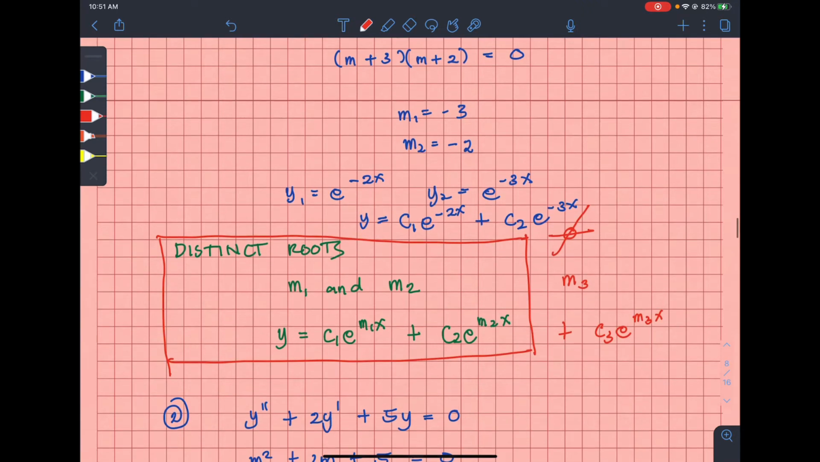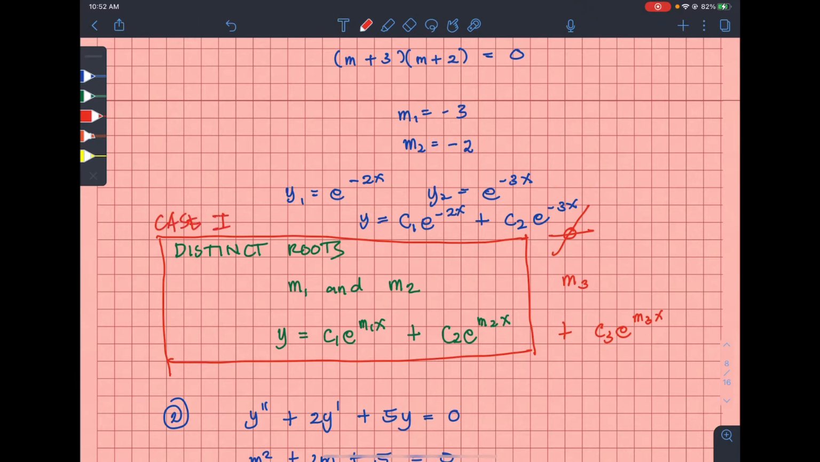So the first solution is e raised to negative 2x, and the second solution is e raised to negative 3x. Applying the superposition theorem, we could multiply the first solution by an arbitrary constant c sub 1, and then add the second solution times another arbitrary constant c sub 2. And thus our general solution would be c sub 1 e raised to negative 2x plus c sub 2 e raised to negative 3x. So this is our first case.